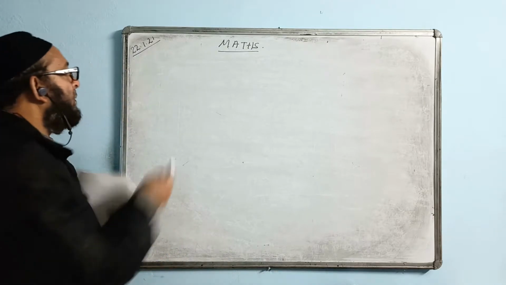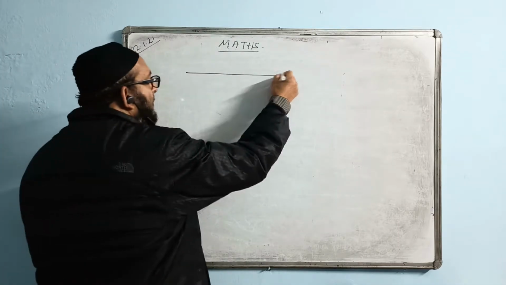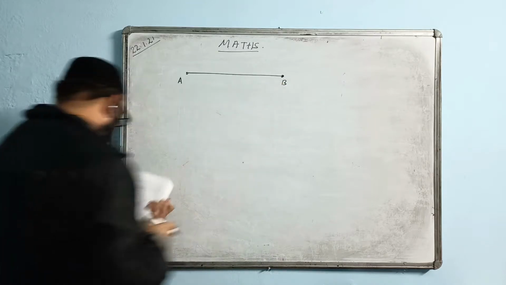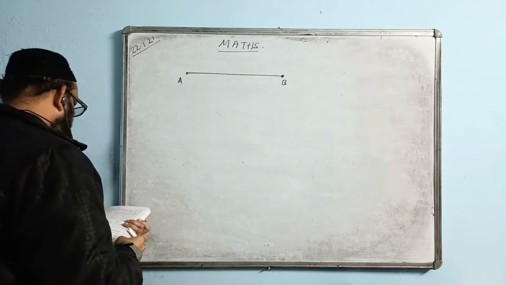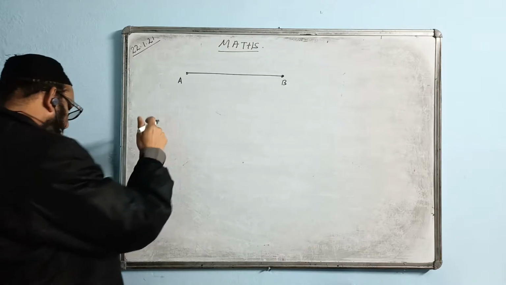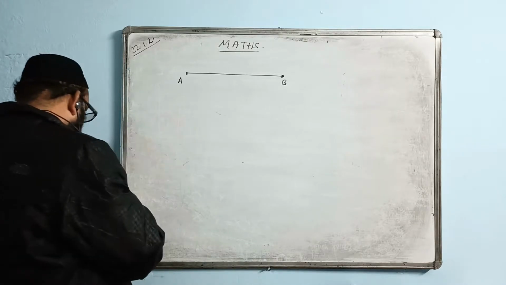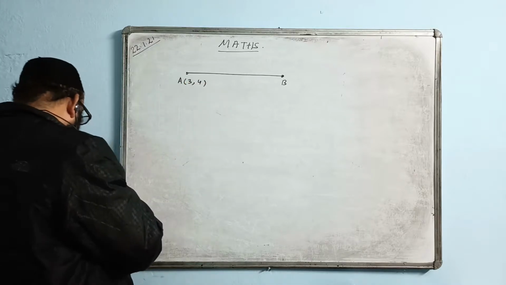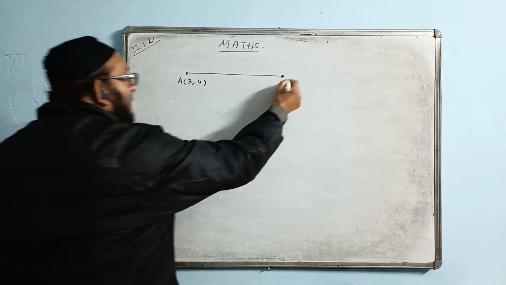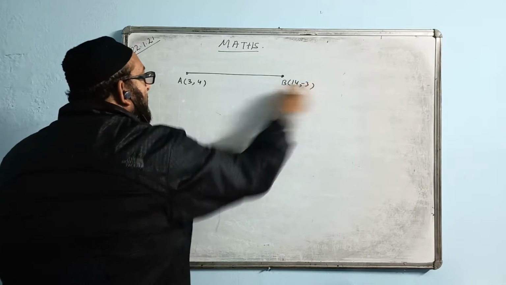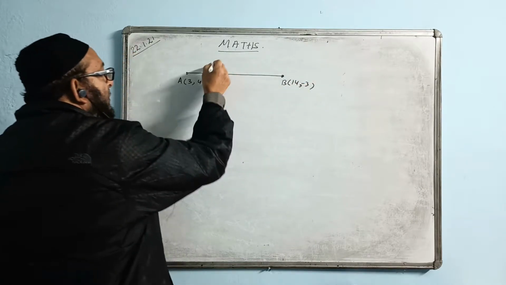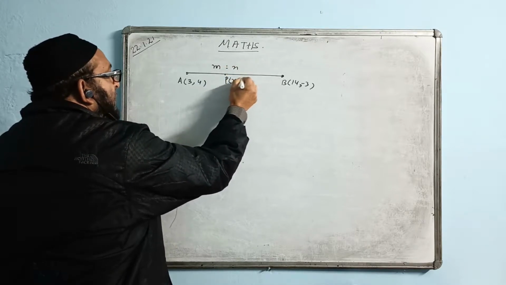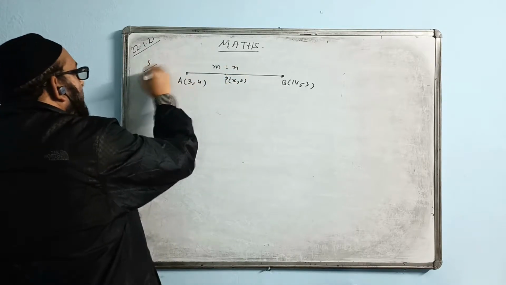So let's see. A is a point given in the question 3, 4. B is the point given 14, -3, and there is a point P dividing. Let us suppose the ratio is m is to n. Number 5, question number 5.